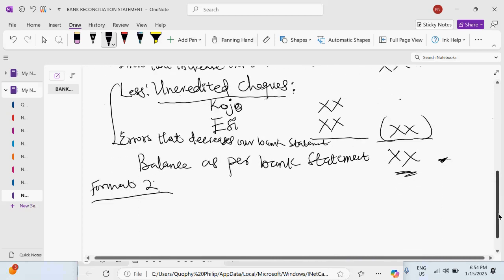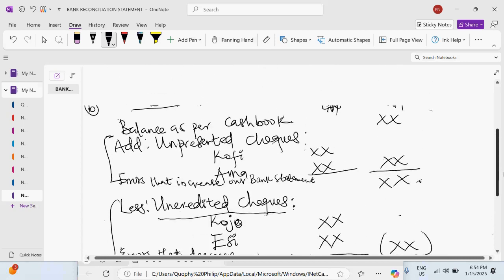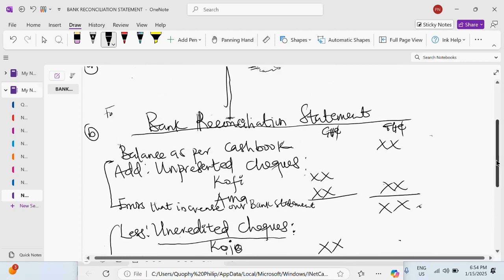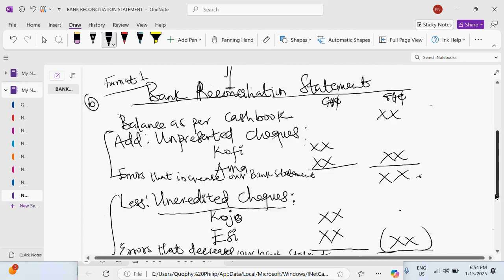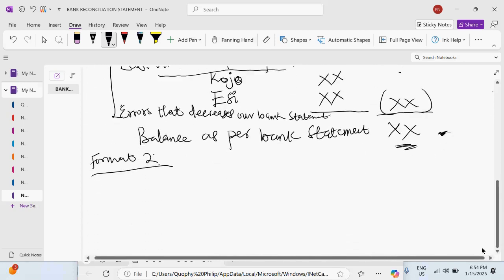Another form. This is format 1, right? I mean, talking just about the bank reconciliation statement, format 1. So format 2, with the same BRS, I can say balance as per bank statement.